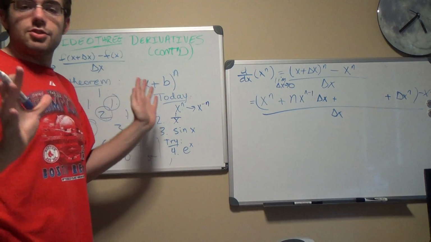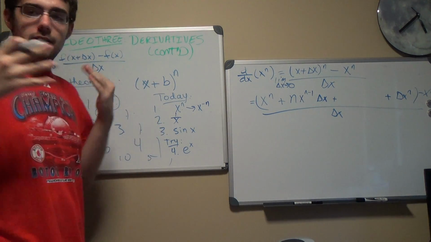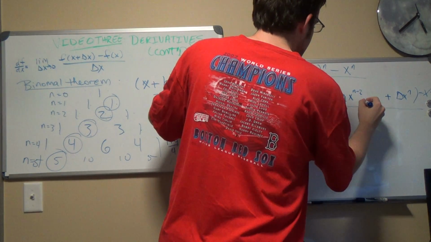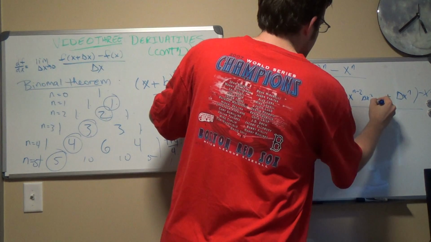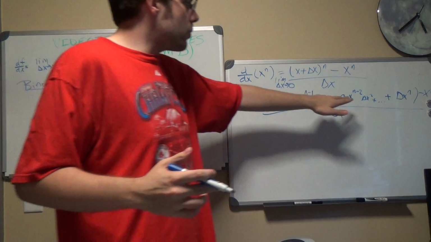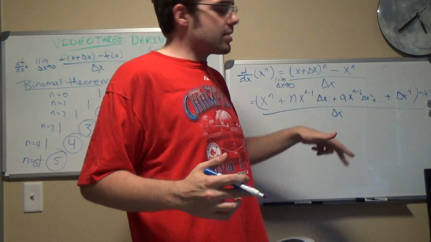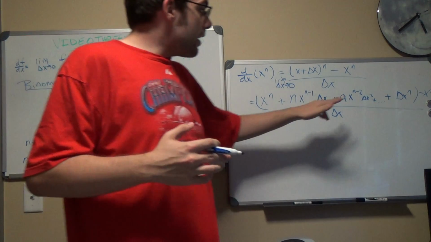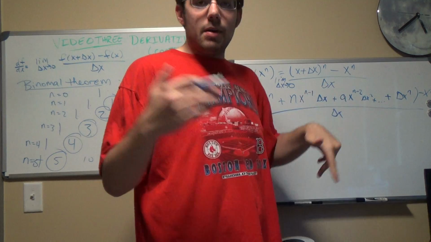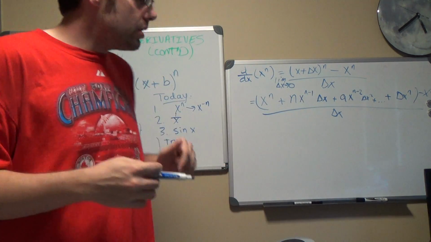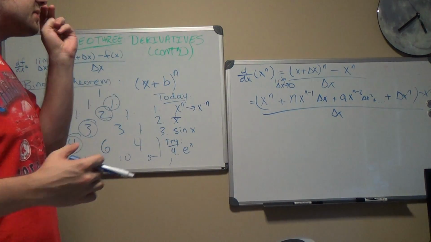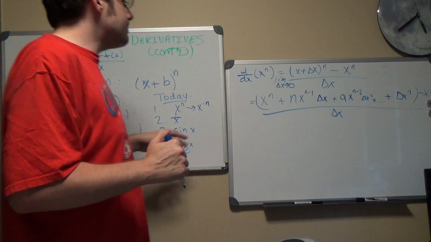plus, now let's just call these coefficients a, b, and so on, plus a x to the n minus 2 delta x squared plus so on. You can kind of get where we're going here. So this sum would also include b x to the n minus 3 delta x cubed, c x to the n minus 4 delta x to the 4th, and so on.